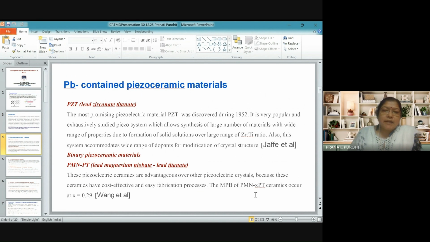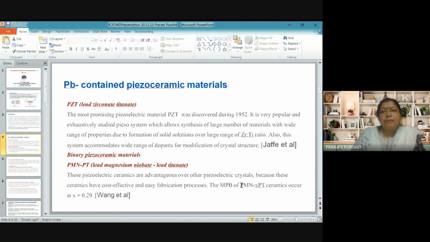In order to enhance the piezoelectric properties, some binary piezoceramic materials are there. These are combinations of different materials, for example PMN-PT, which is lead magnesium niobate and lead titanate. These piezoceramics have advantages over other piezoceramic materials because this material is very cost effective, easy to fabricate, and the morphotropic phase boundary of this material occurs when X is 0.29.